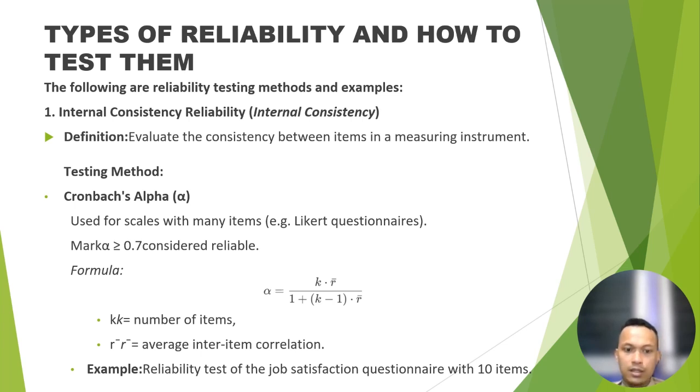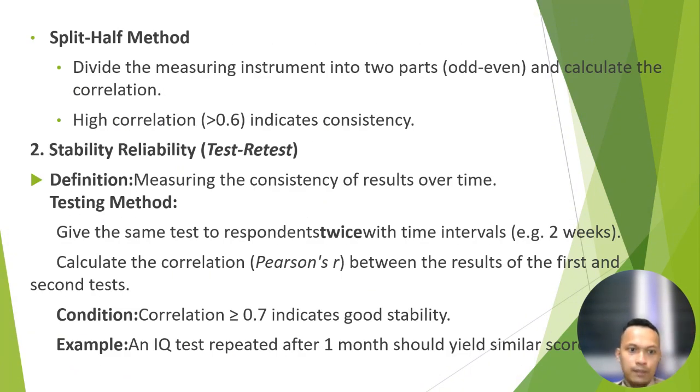Example: the reliability test of a job satisfaction questionnaire with 10 items. Then the split-half method: divide the measuring instrument into two parts, odd and even, and calculate the correlation. And stability, or test-retest reliability: the definition is measuring the consistency of results over time. For example, an IQ test repeated after one month should yield similar scores.